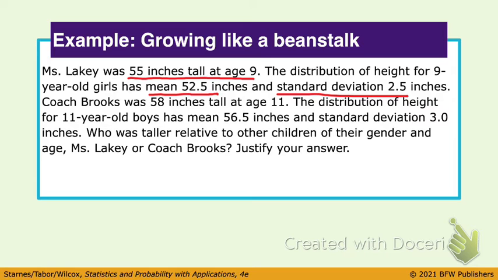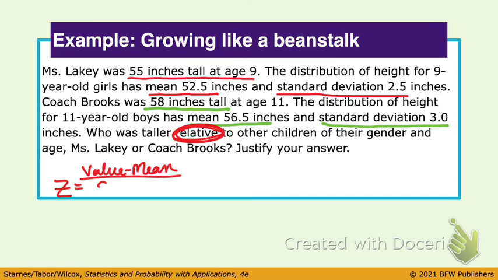Coach Brooks was 58 inches tall at age 11. The distribution of heights for 11-year-old boys has a mean of 56.5 and a standard deviation of 3. Who is taller relative to other children of their gender and age, Miss Lakey or Coach Brooks? Anytime you see relative to others or relative to each other, we're going to want to find a z-score. So remember, z equals value minus mean divided by standard deviation.